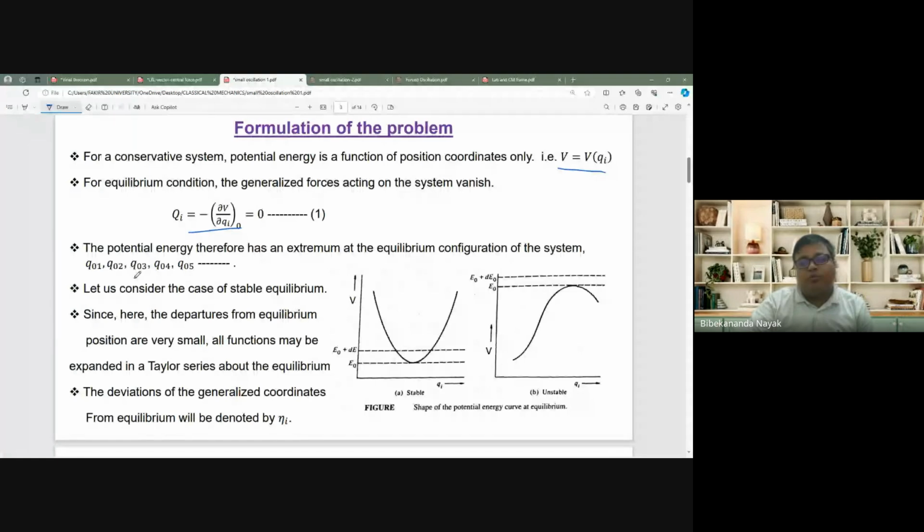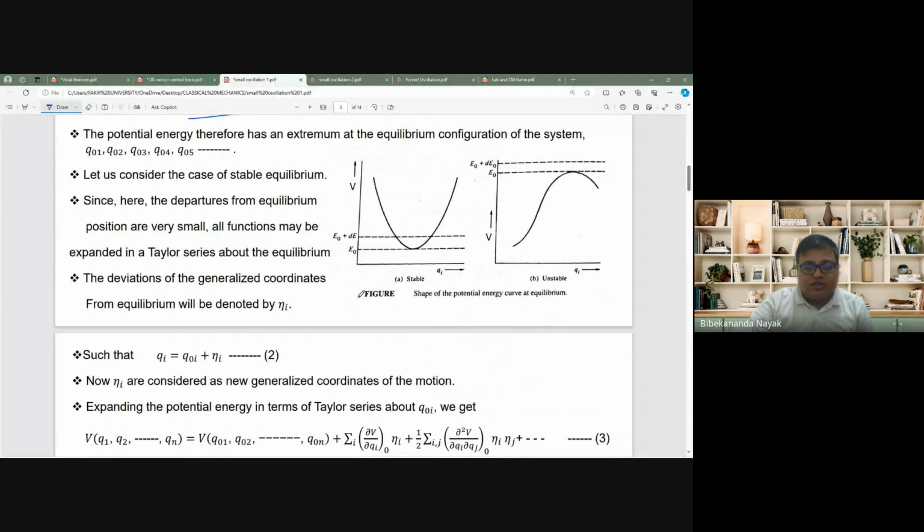So the potential energy therefore has an extremum value at the equilibrium configuration. There may be a number of equilibrium points. Let us consider the case of stable equilibrium. Since the departure from equilibrium is very small, all functions may be expanded in a Taylor series. So if you slightly disturb it, it executes simple harmonic motion. The change is very small, so we can expand it through Taylor series expansion. Let that change be eta i. So Qi is equal to Q0i plus a small change eta i.